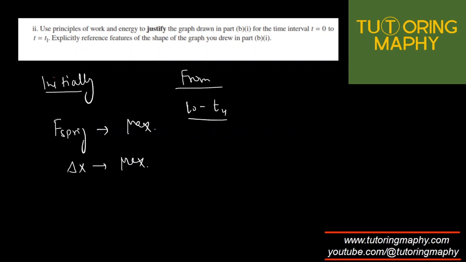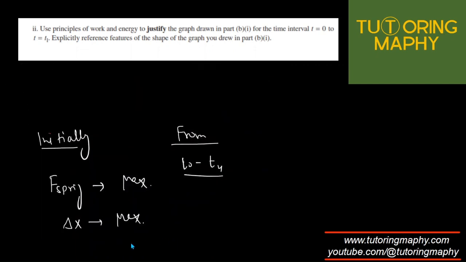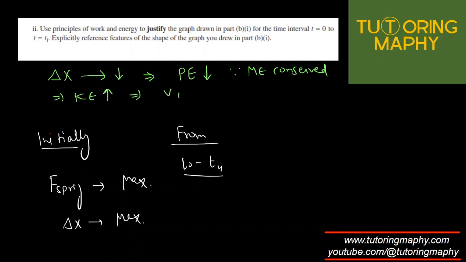In fact, we can just outline this to justify why the speed is increasing. We know that the delta X is eventually decreasing because the spring is coming from its maximum compression to natural length. This would mean that the potential energy of the spring is decreasing. And since the mechanical energy is conserved, this would mean that the kinetic energy has to increase. It means that the velocity should also increase. So this justifies why our curve is continuously increasing in nature.